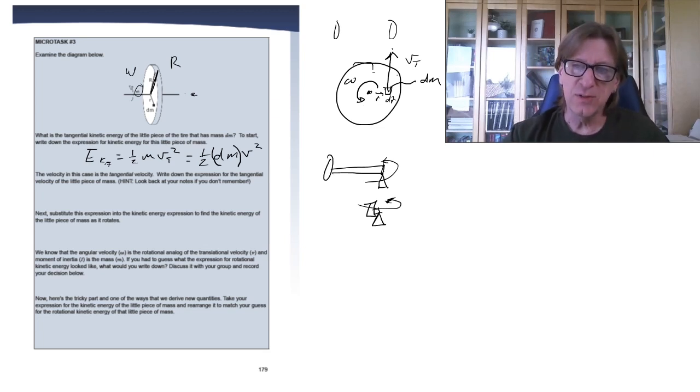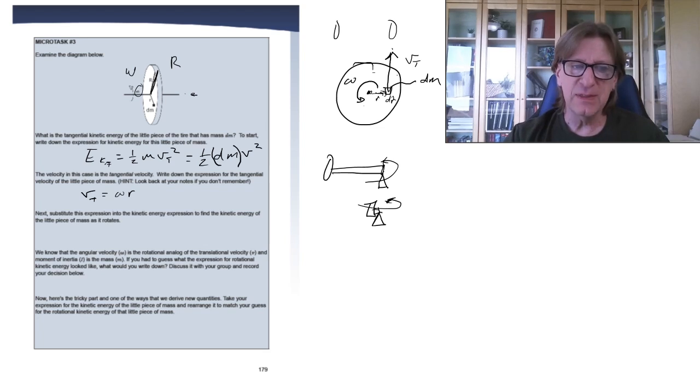And if you need to go back through your notes, you can. Pause the video and see if you can find it. You should have gotten that Vt is equal to omega times r, where r is the distance away from the center that I'm trying to rotate. So my tangential velocity at this point is simply going to be omega times r.